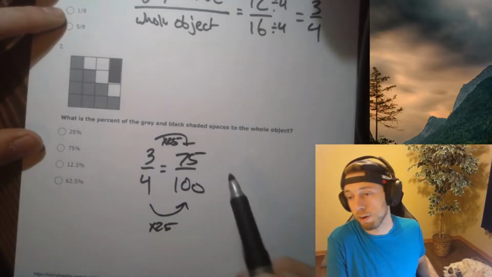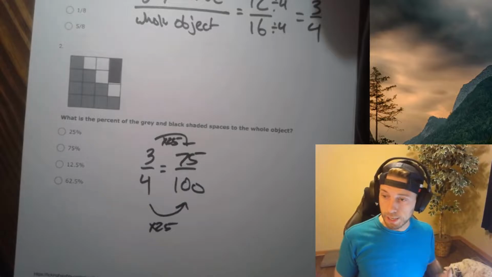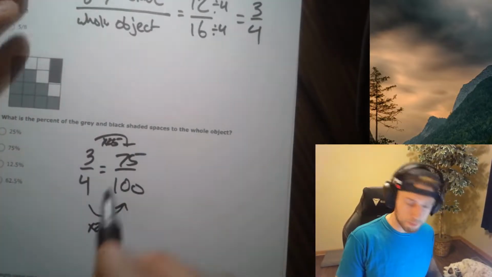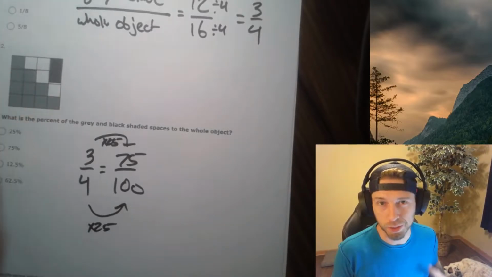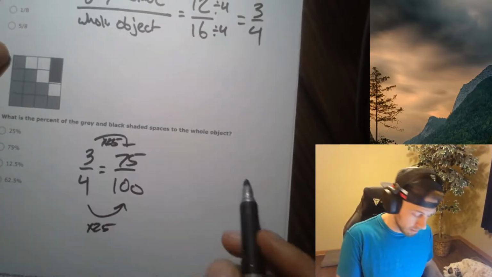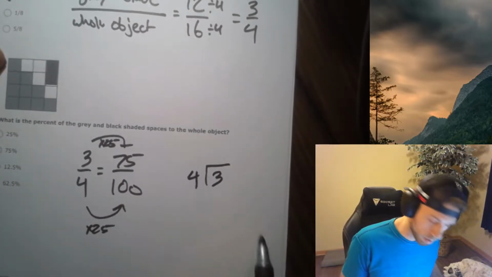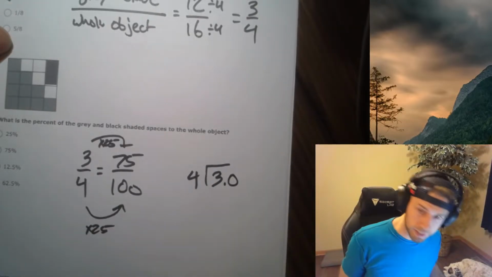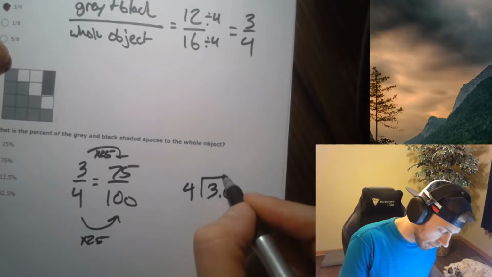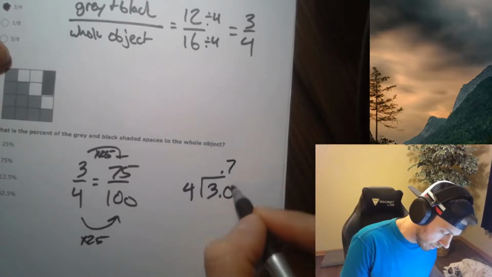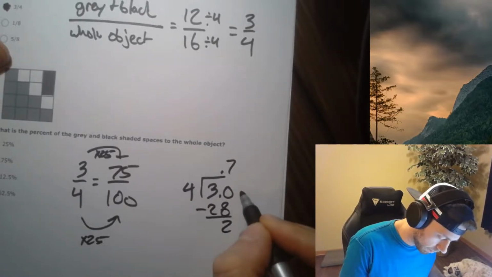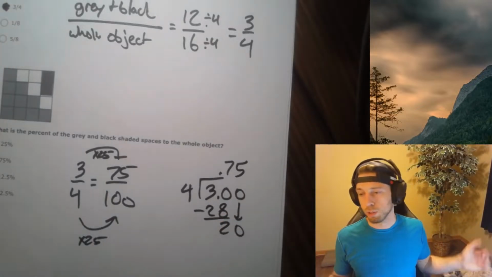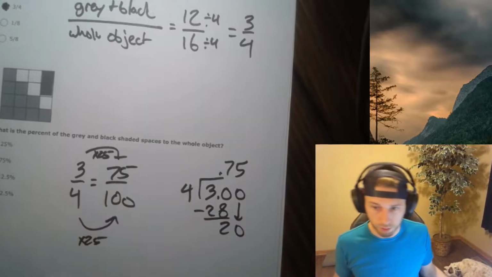So you end up with 75 out of 100, which is 75%, right? All percents are out of 100. The other way you could have found this was my favorite way, honestly, guys. If you ever get confused with any of this, just take 3 divided by 4. That's all you have to do. And that might look a little confusing, but as long as you know how to add a decimal and a 0, these are not too bad. 4 goes into 3 zero times, 4 goes into 30 7 times, which is 28. And 4 goes into 20 5 times. There you go, 0.75, which is 75%, right? 75 out of 100.